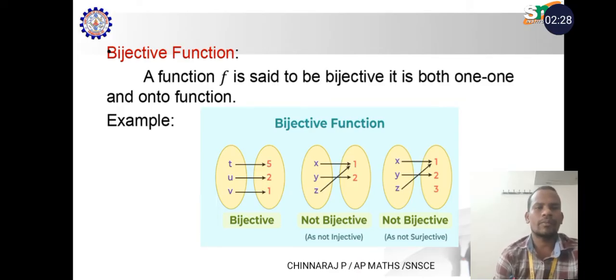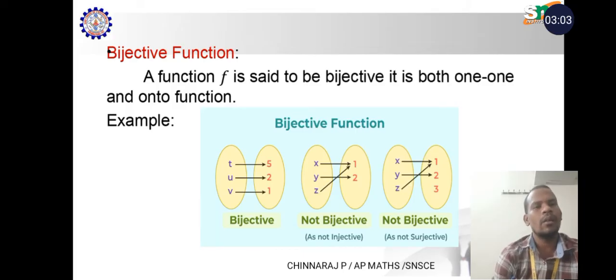So the first one: the domain is x, y, z, and the elements in the codomain are 1, 2. Is it one-one or not? It is not one-one, because x and z have the same image in the codomain. Therefore, it is not a one-one function, but it is an onto function.